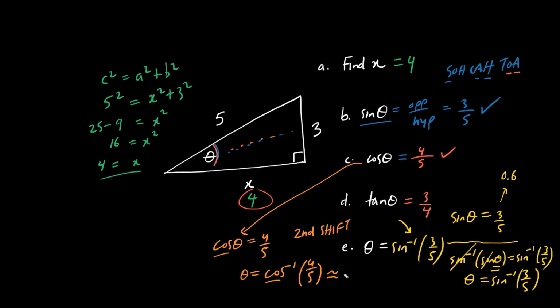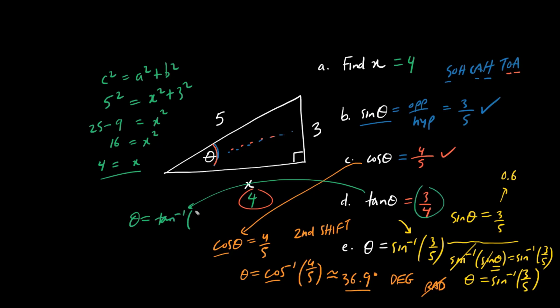Your calculator should say around 36.9 degrees, either as a sine inverse or cos inverse function. Now make sure you're in the right mode. Make sure you're in the degree mode, not the radian mode. And then your number should be correct. We can even hit the tan inverse button. Theta equals tan inverse of the same fraction, 3 over 4.